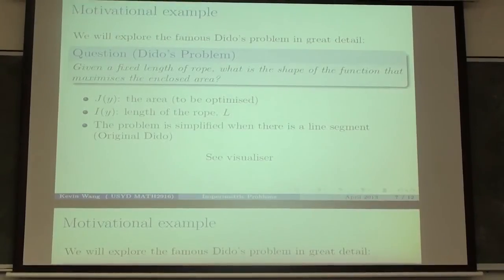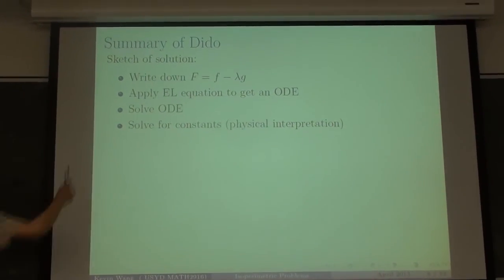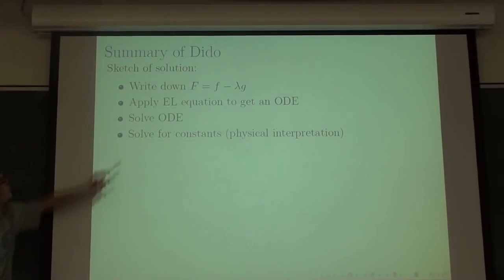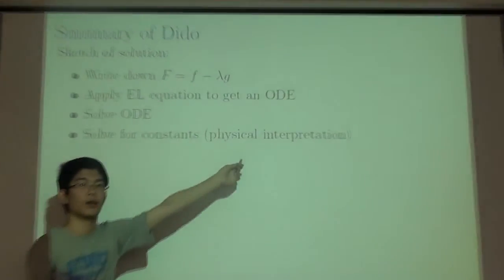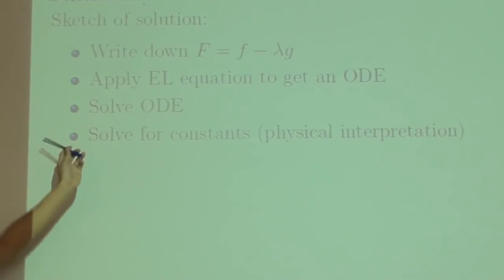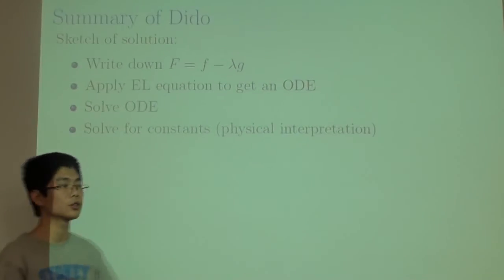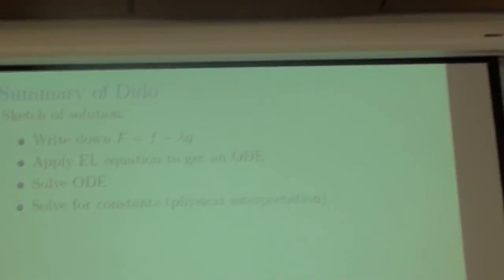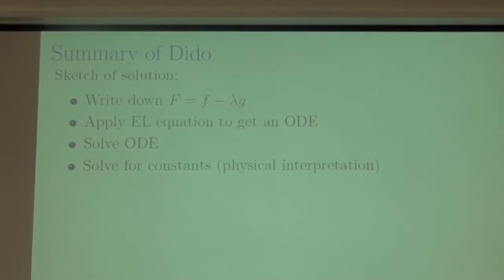But let's just summarize. Let's summarize what we did first, and then we'll look at the maximum problem. Here's our solution. We write down a function capital F first, and then we apply the Euler-Lagrange equation to get an ordinary differential equation. Then we solve that differential equation, and then we solve for the constants. So these are the 4 steps. That's all our solution is about: doing these 4 steps, and then understanding what the constants are.